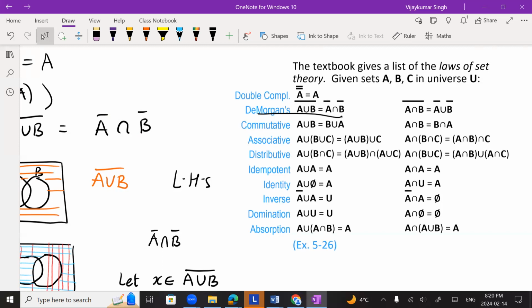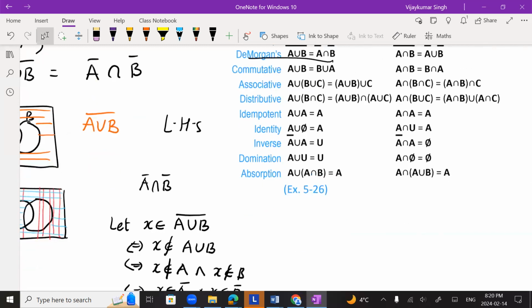Associative law. Now, again, here, if you have the same operation of union, and you have three sets, A, B, and C, if you want to take union of these three sets, it doesn't matter whether you take A union the union of B and C, or you take A union B, union C. So these two are same.